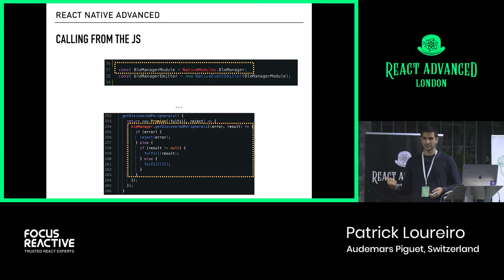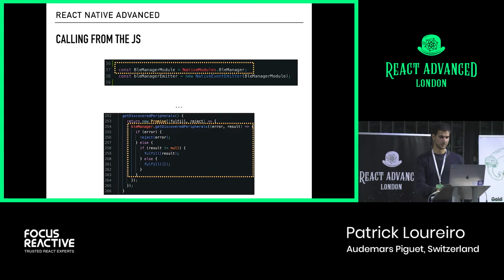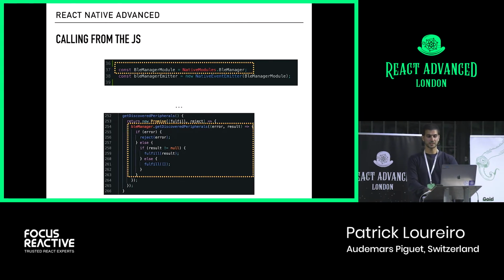We also use promises. You have two ways to return results to the JS bridge: callbacks and promises. Both work more or less the same. So yeah, from the JS side, as I said before, you just need to call your module, and the event emitter we will see after.